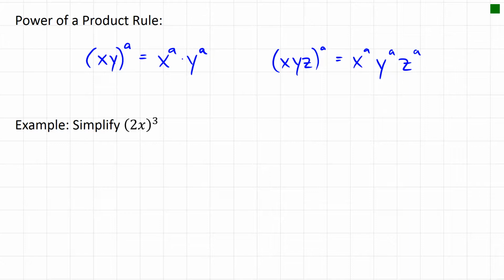So let's use that to simplify 2x all cubed. What we're going to do is throw that cubed to each of the things in the product. So that's 2 to the power of 3 times x to the power of 3. And 2 to the power of 3, 2 times 2 times 2, is equal to 8. So that's 8x cubed.